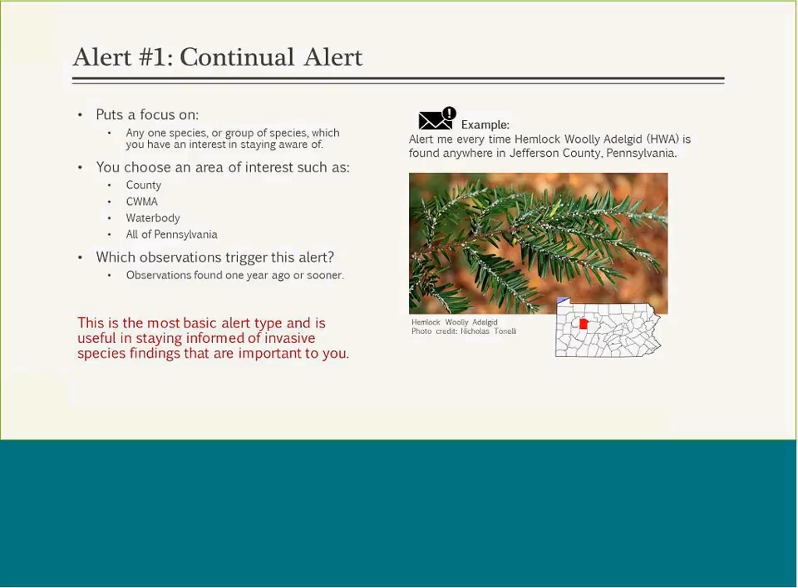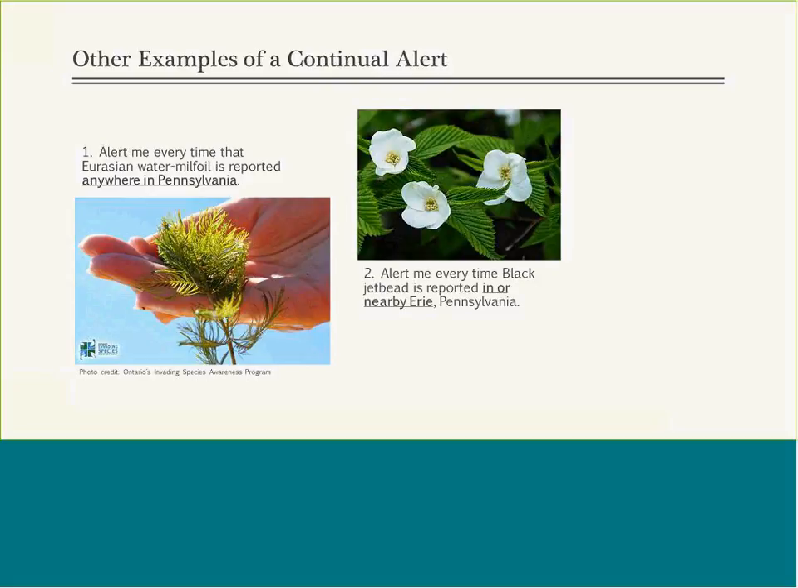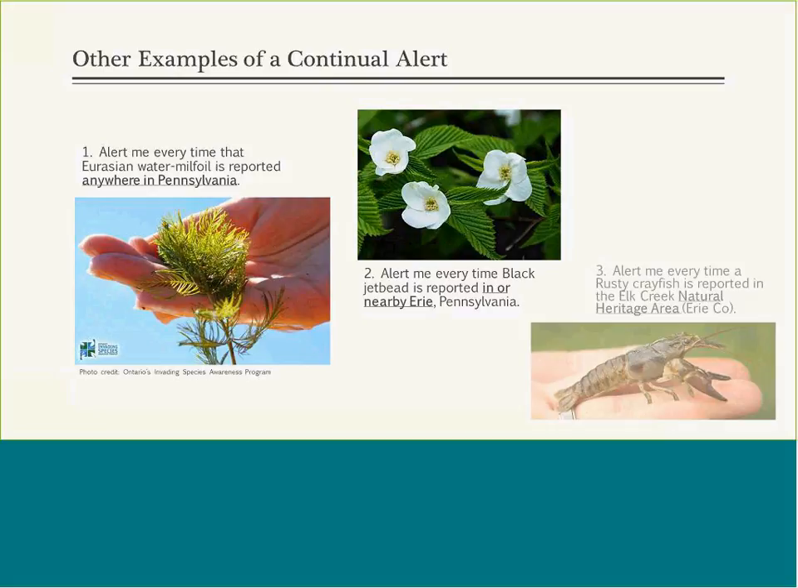So an example of a continual alert that you can create: alert me every time that hemlock woolly adelgid is found anywhere in Jefferson County. Maybe you live in Jefferson County and you want to keep tabs on that. Here are more examples of what you could do for a continual alert. You can alert me every time that water milfoil is reported anywhere in Pennsylvania. Maybe it's really important for you to keep tabs on where it's being found. Alert me every time black jetbead is reported in or near Erie, because you live in Erie and it's important for you to know about this particular species.